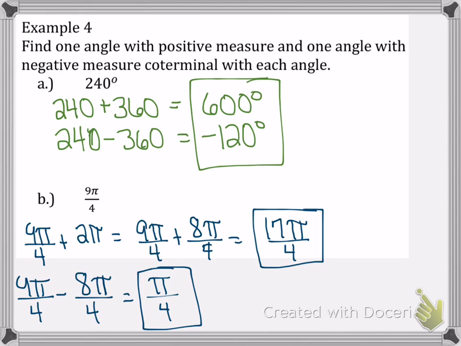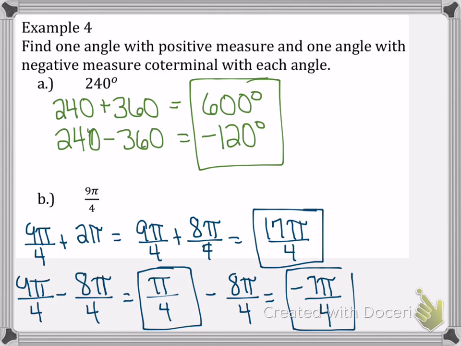Okay, so both of these are coterminal angles with 9 pi over 4, but the direction says I need one positive and one negative. So what I can do is I can take the smallest one, which is pi over 4, and I can subtract out another rotation. So I end up with negative 7 pi over 4. So either positive one would be correct, and the negative one must also be included.